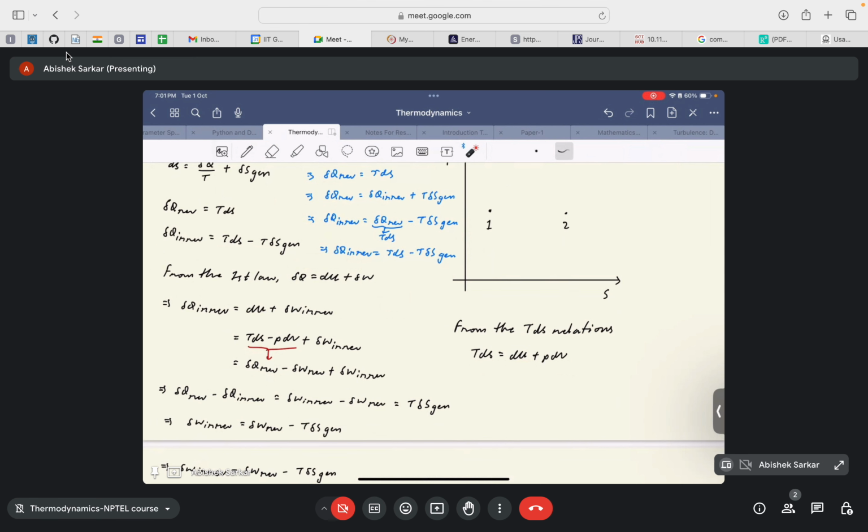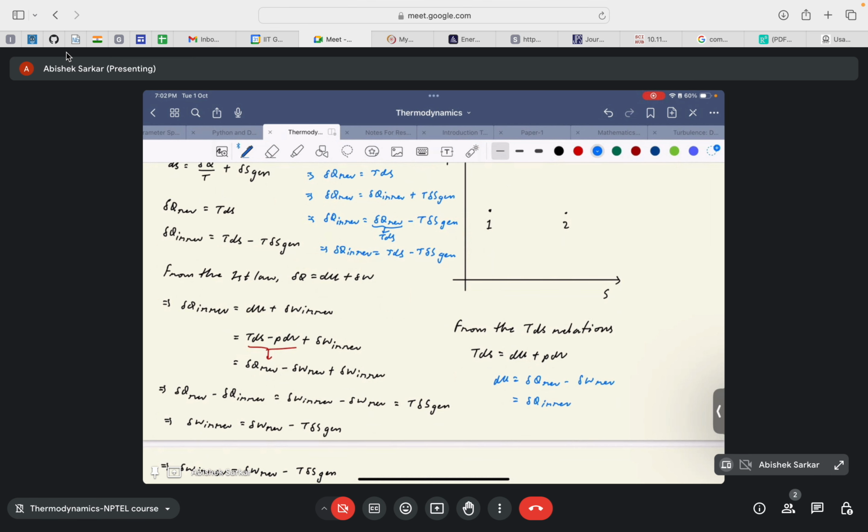Because dU is delta Q minus delta W, right? Since dU is a point function, the change in the internal energy would remain the same for both reversible and irreversible processes. So we can write dU as delta Q reversible minus delta W reversible, which will also be equal to delta Q irreversible minus delta W irreversible.